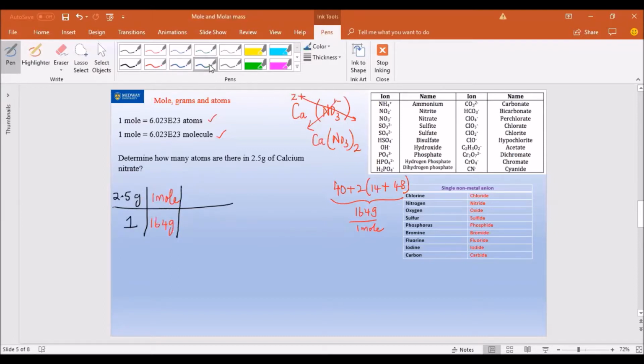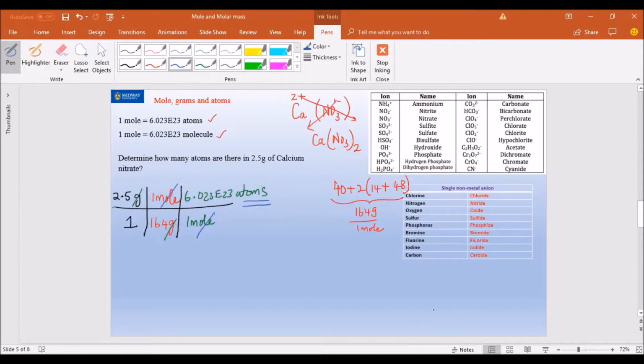Now let's go ahead and get our green and cancel the grams. We're left with moles. As I said, if you've got grams or moles and you want to go to just the number of atoms, then you use the top. So this is 1 mole is equal to this. So let's go ahead and put the 1 mole on the bottom and the 6.023 e to the 23 atoms on the top. Now let's get a color, this blue. The mole cancels out, which leaves us with just the atoms.